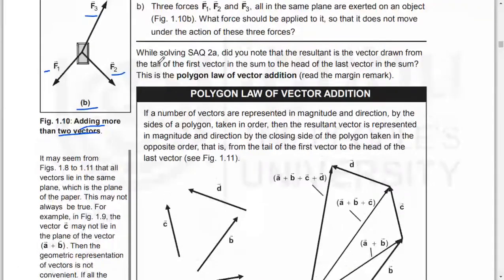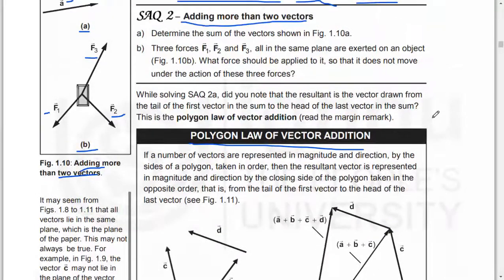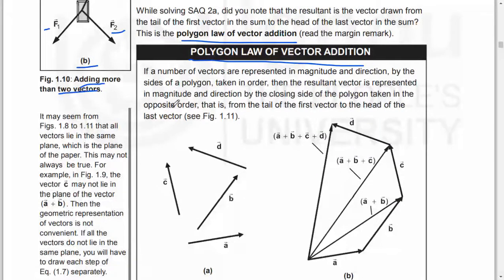Polygon law of vector addition. While solving SAQ2, did you note that the resultant is the vector drawn from the tail of the first vector in the sum to the head of the last vector in the sum? This is the polygon law of vector addition. If a number of vectors is represented in magnitude and direction by the sides of a polygon taken in order, then the resultant vector is represented in magnitude and direction by the closing side of the polygon taken in the opposite order. That is, from the tail of the first vector to the head of the last vector. See figure.